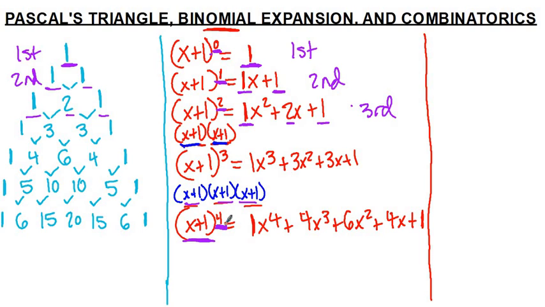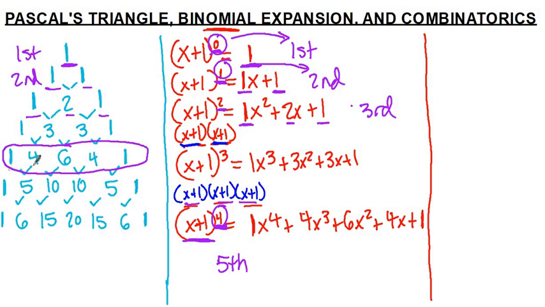And the answer is I knew that I was raising to the 4th power, so I knew that I should get 0 power is first row, first power is second row. I knew that the 4th power should be the 5th row in Pascal's triangle, and that is this right here. You can see 1, 4, 6, 4, 1. There's the 1, 4, 6, 4, 1 right there.